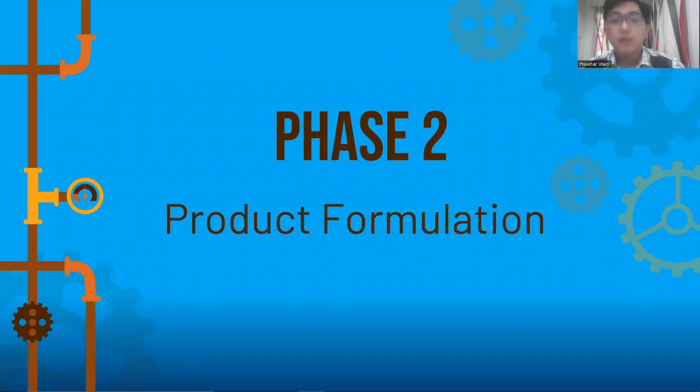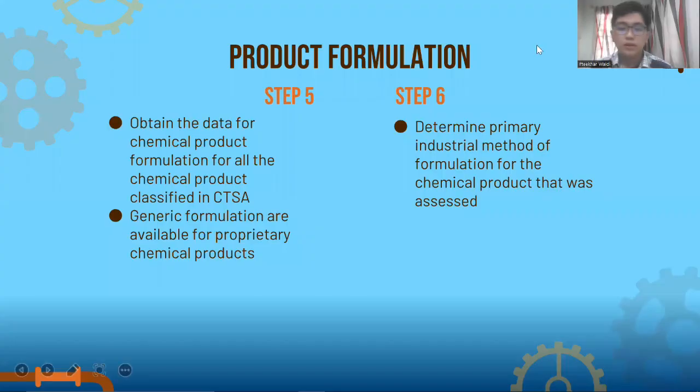I am Iftikar. I will now present the second phase of the process, the product formulation. The phase starts with obtaining the data for the chemical product formulation of the chemical product used that is classified in the CPSA. For proprietary chemical products, only general formulations of it will be available. After that, the primary industrial method of formulation for the chemical product being used is assessed.